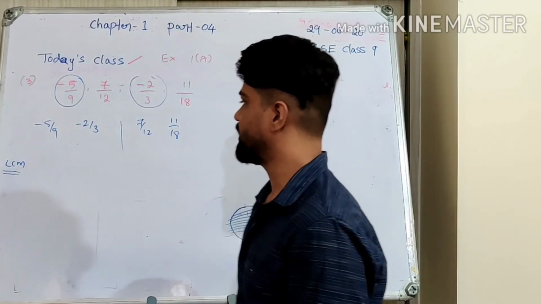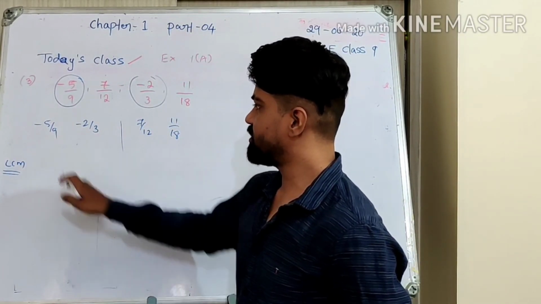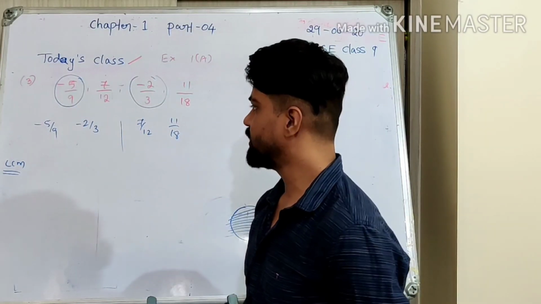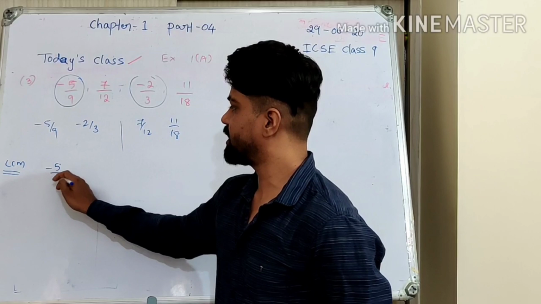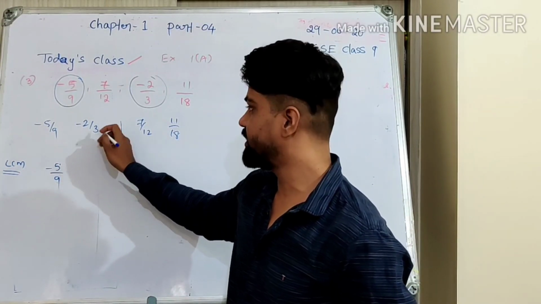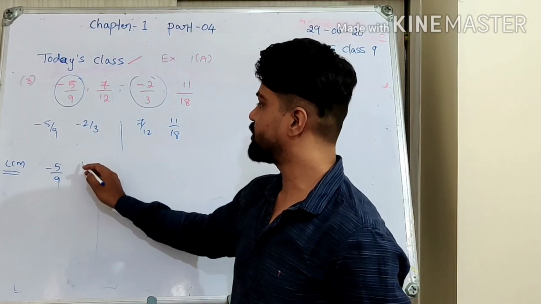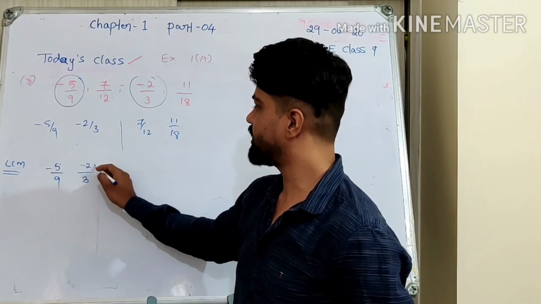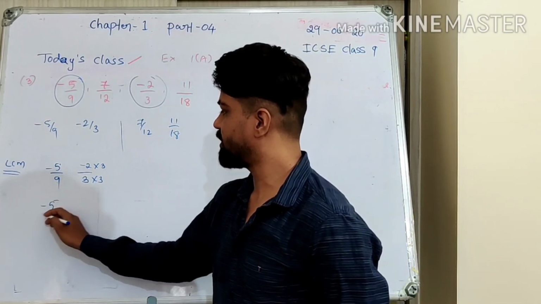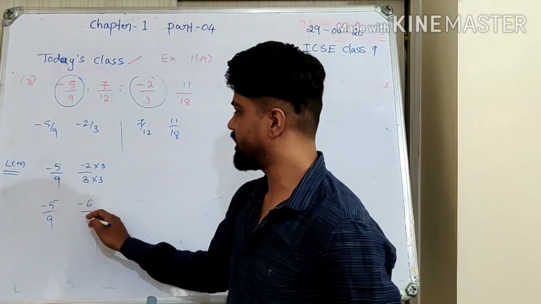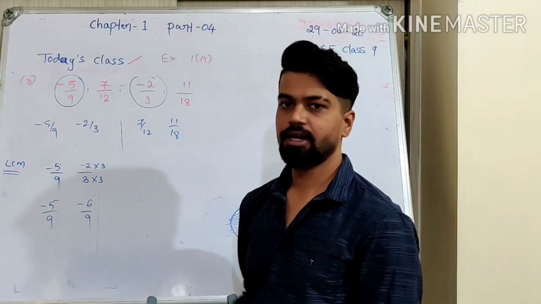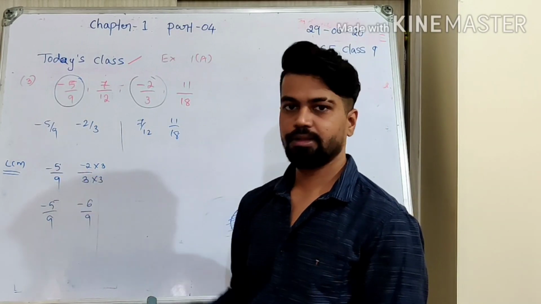In the LCM method, what is the LCM for 9 and 3? 9 itself, right? So no need to change this number. Let it be minus 5 by 9. Whereas the 3 should be made as 9. For that we need to multiply the numerator as well as the denominator by 3. So what we get is minus 5 by 9 and minus 6 by 9. Now the denominator is the same. That's the agenda. Once we get the denominator the same, we can compare the numerators alone.